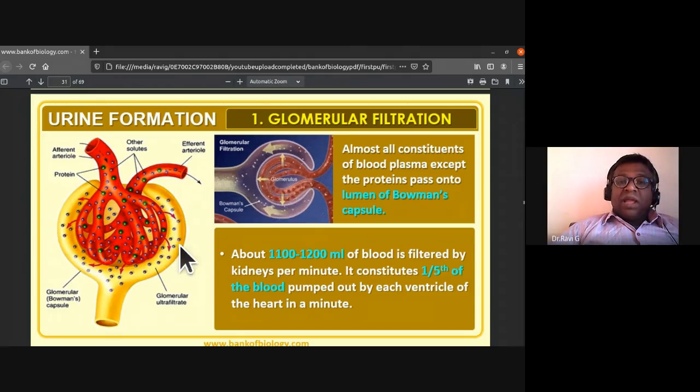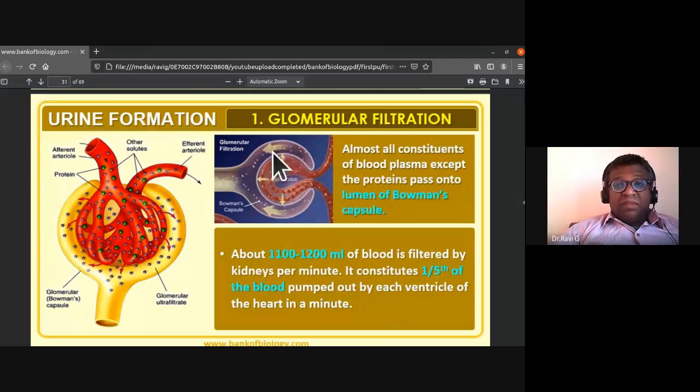About 1100 to 1200 ml of blood is filtered by the kidneys per minute. So all the constituents of blood plasma, except the proteins, pass on to the lumen of Bowman's capsule. It constitutes one fifth of the blood pumped out by each ventricle of the heart in a minute.